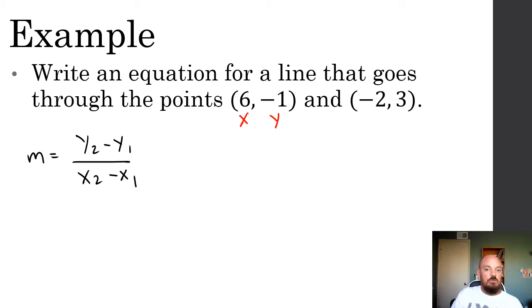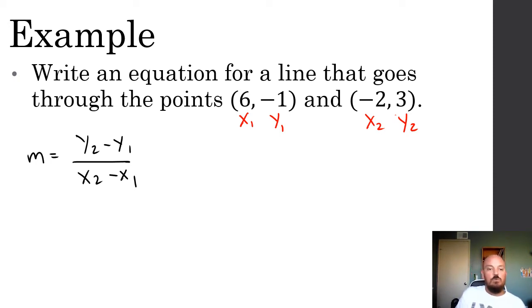But when you have more than one, you number them. So I'll call this one x1, y1, and I'll call this one x2, y2. And remember in Module 4, we said it doesn't really matter which one is which. If you called the first point, the (6, -1), x2 and y2, and the other one x1, y1, it'll still work out. Just pick one and call it x1, y1, and call the other x2, y2.